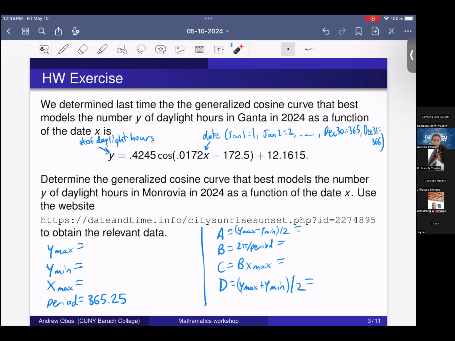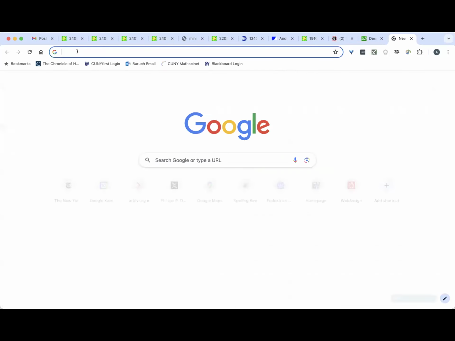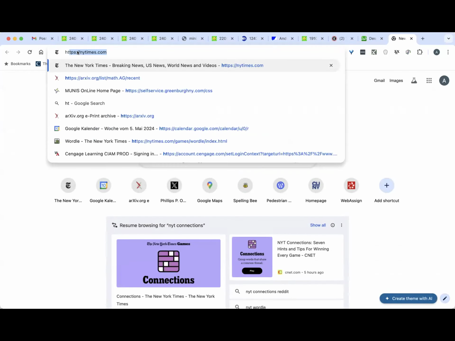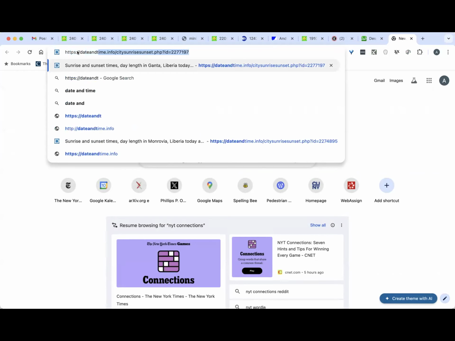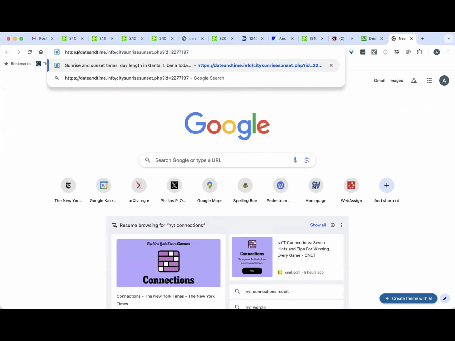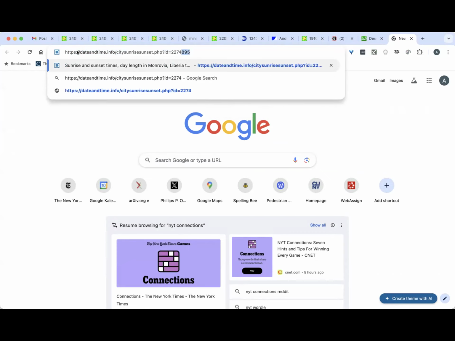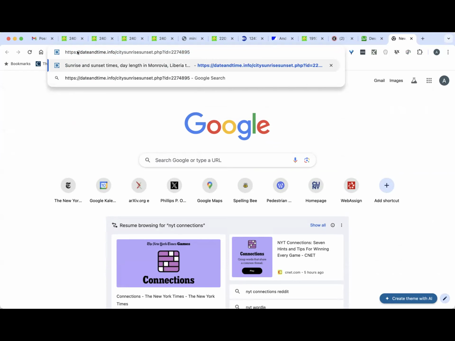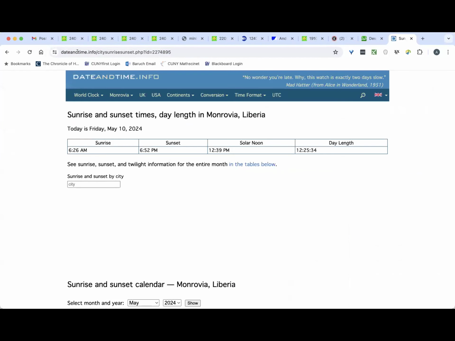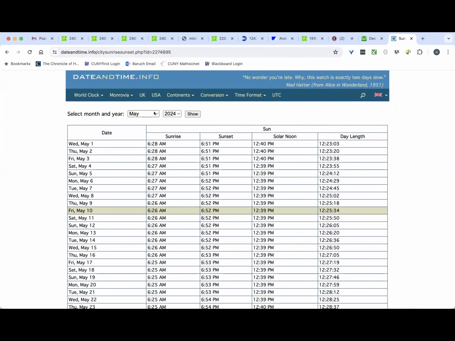Okay, so let's get the data. For this data, we're going to use dateandtime.info/city sunrise sunset. It's already there, but this is for Ganta, so I need Monrovia instead. If you want whatever city, you just Google the name of the city and dateandtime.info, and you'll get the correct link. Okay, so here's the data now for Monrovia.